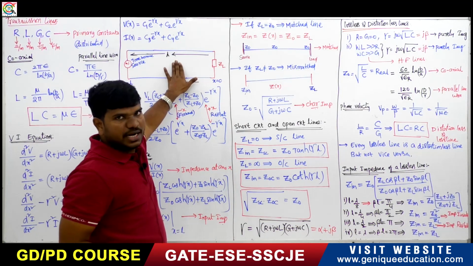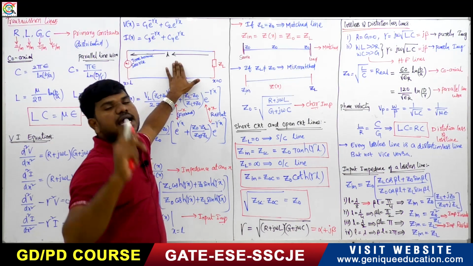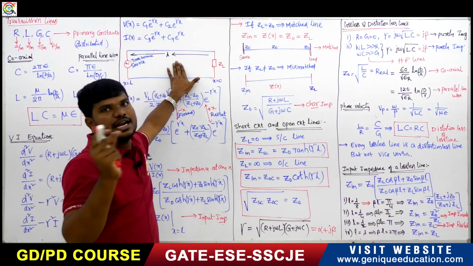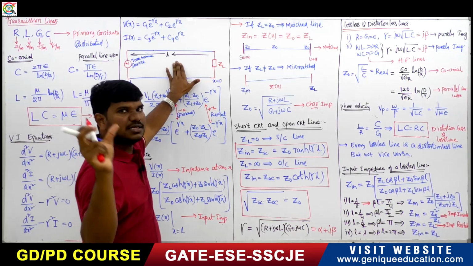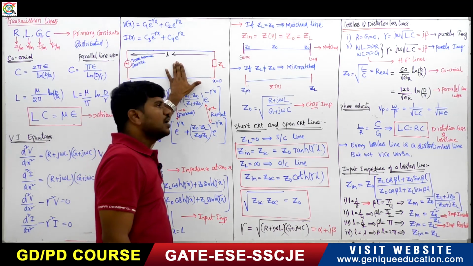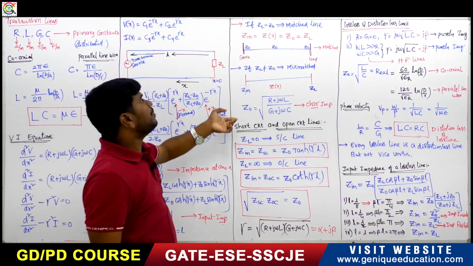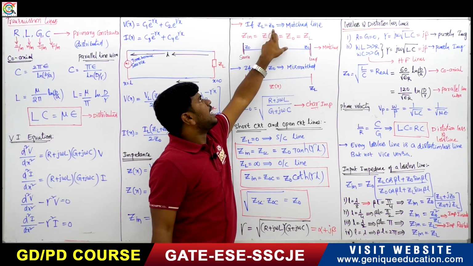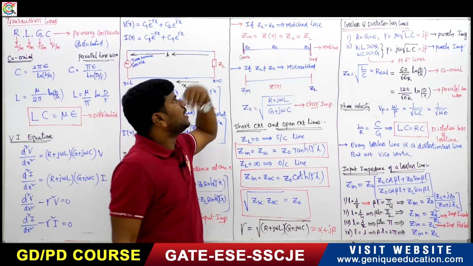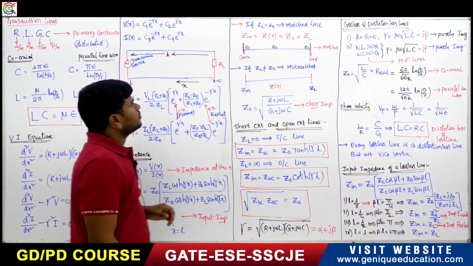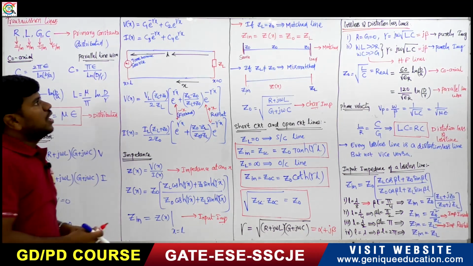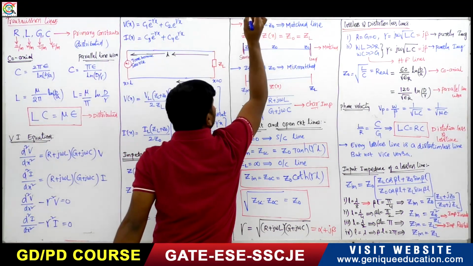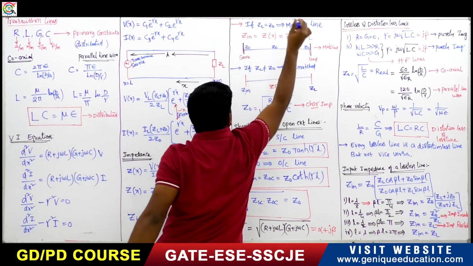We will see what is Z0. Z0 is called the characteristic impedance of the line. Each and every line will be characterized by one impedance, called the characteristic impedance. Suppose the line is terminated with the characteristic impedance, that means the load impedance is equal to the characteristic impedance, then that is called a matched line, right? So what is Zin? Zin is equal to Z of x is equal to Z0 is equal to ZL.